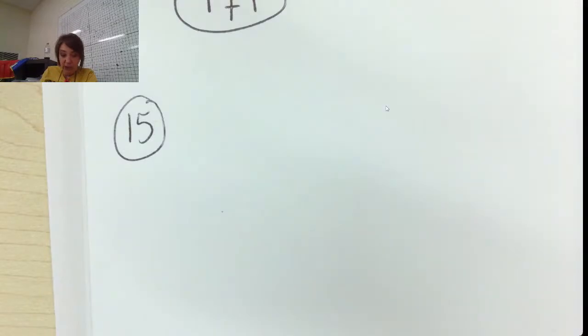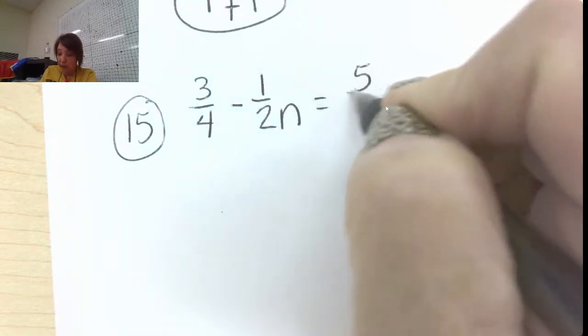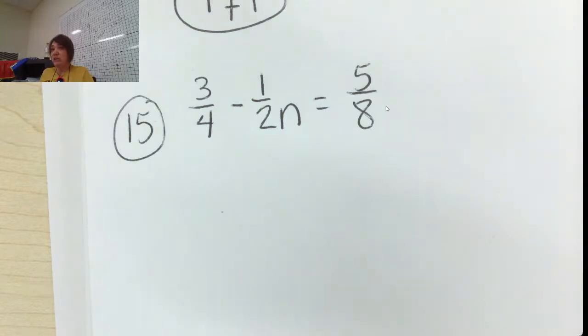Let's do 15 together. So on number 15, we have 3 over 4 minus 1 over 2n equals 5 over 8. Now, I know that some of you looked at this and went, fractions. Y'all, you have a calculator in your hand. If you hit the green alpha button and the Y equals button, that very first button at the top of the screen, that is your fraction menu right there. So you have that at your disposal. But I'm going to do it without a calculator. I'm going to show you how you don't even need a calculator for this problem, okay?